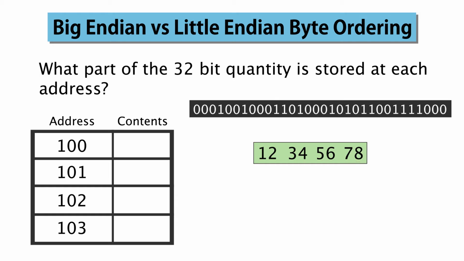Suppose we want to store this 4-byte quantity in memory starting at location 100. There are two obvious ways to do this. We could store the bytes in successive locations from least significant to most significant, or from most significant to least significant.